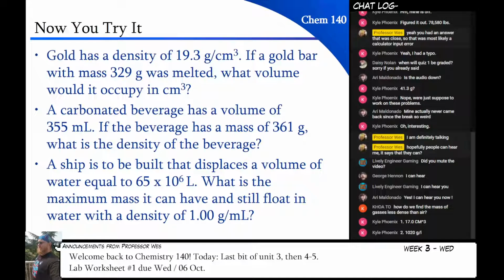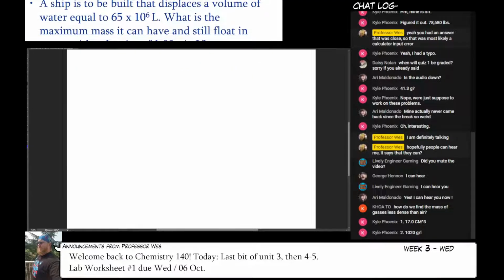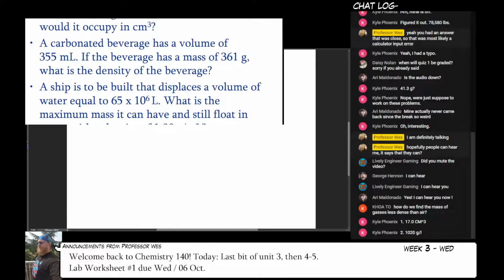All right, let's go over these 3 problems here, and then we'll be done with density. I think this is the last slide for that. I have to make sure I'm actually on Photoshop when I'm trying to clear this. Otherwise, everything will be gone, and that would be bad.